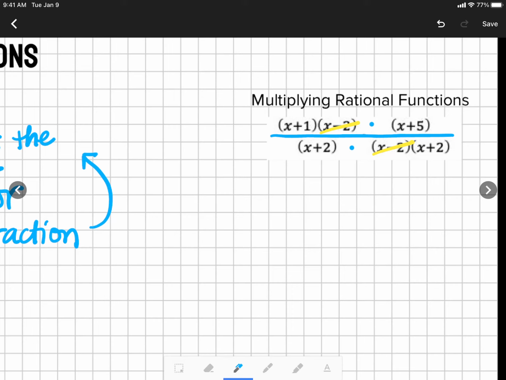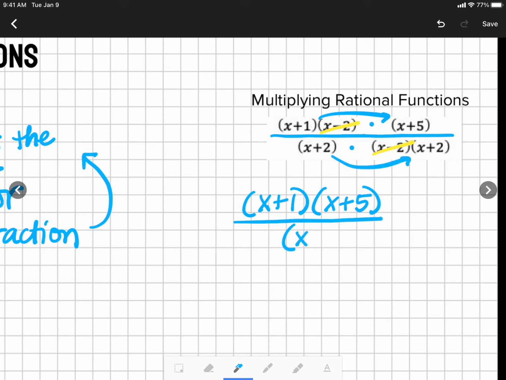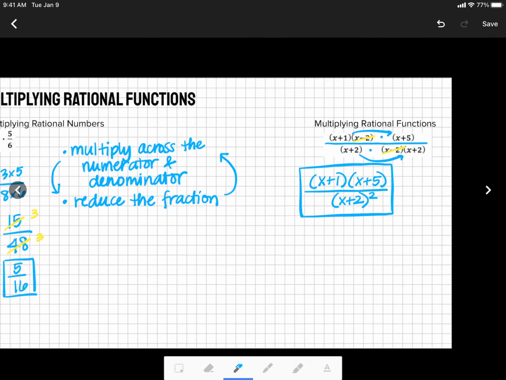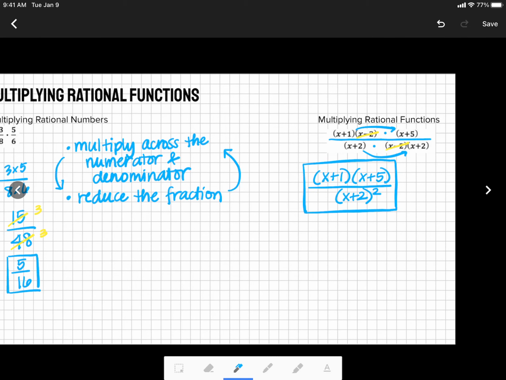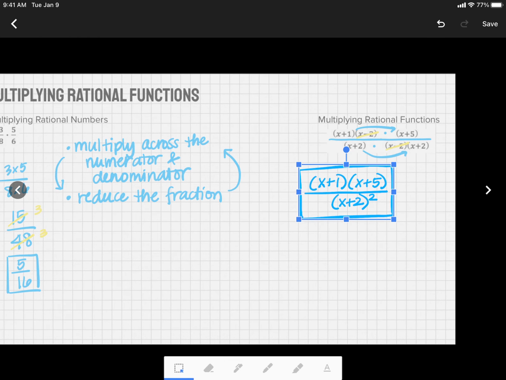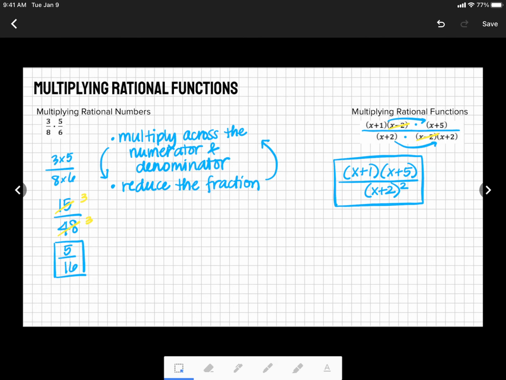I don't think so, so let's multiply it together. We're going to multiply straight across, so it's x plus 1, x plus 5, divided by, multiply straight across, x plus 2 squared. Now, because we reduced first, I know that's my final answer. I don't have to look back on it and see is there another factor that can be combined.